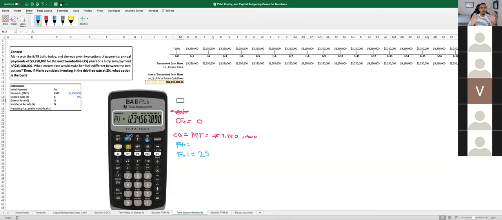Once you've done that, I need you to do something else. You're going to press NPV. Once you've done that, you're going to see I, if I'm not mistaken. Does everybody see I? Yeah, 100%. Good stuff. You're going to press 2, then Enter. 2 being our interest rate in this case, 2 being the risk-free rate. So you're going to press 2, then Enter.